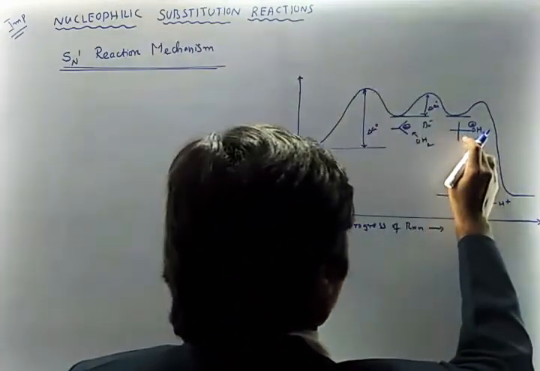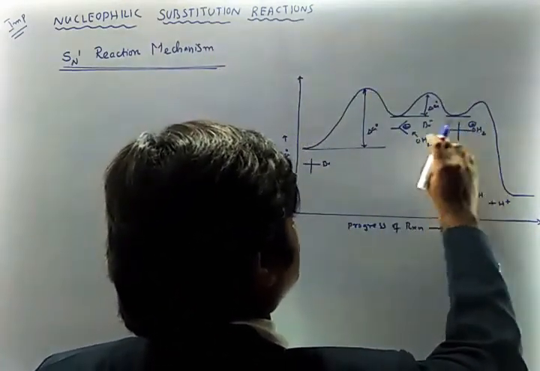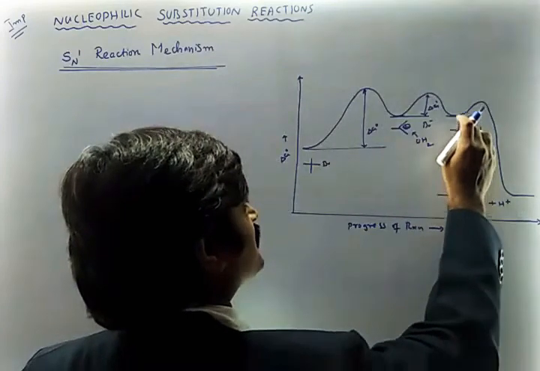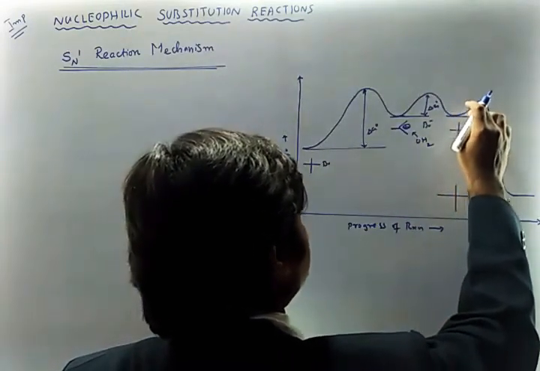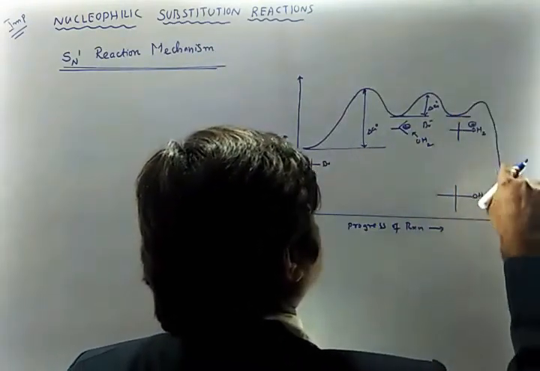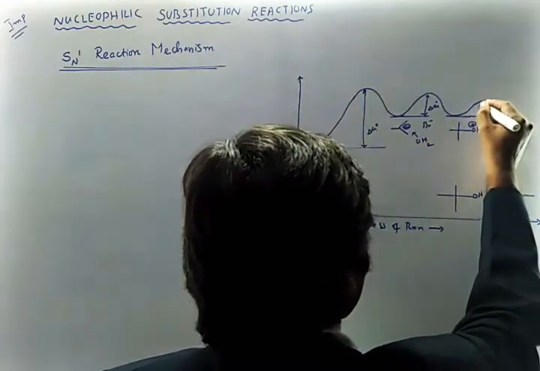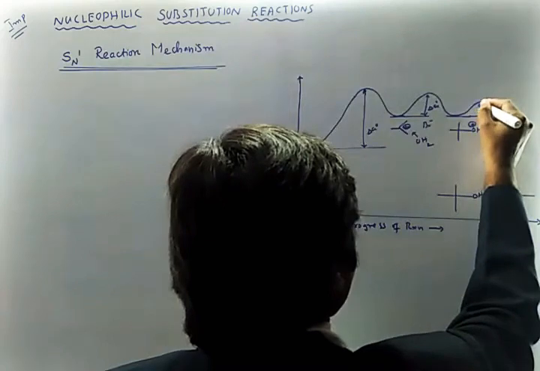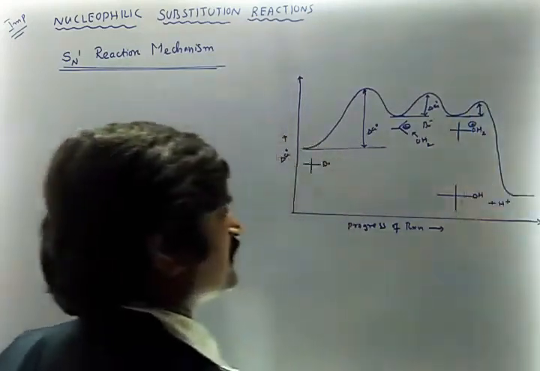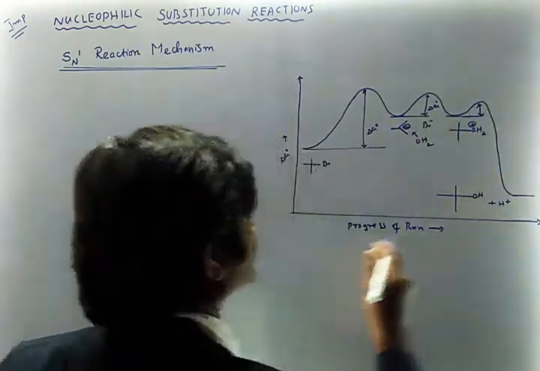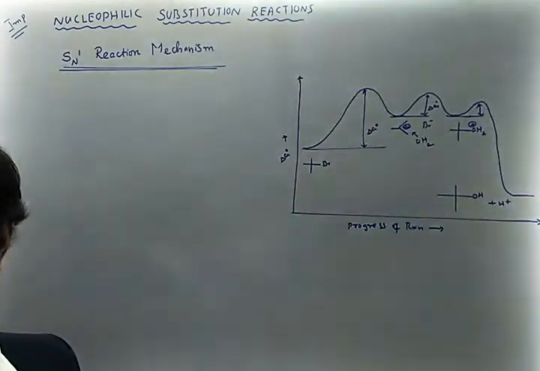Then the carbocation changes to an oxonium ion, where the energy is less. After that, on leaving the H plus ion, the energy again increases. Here there is another peak. After that we get the final product, with stability and lower energy values.